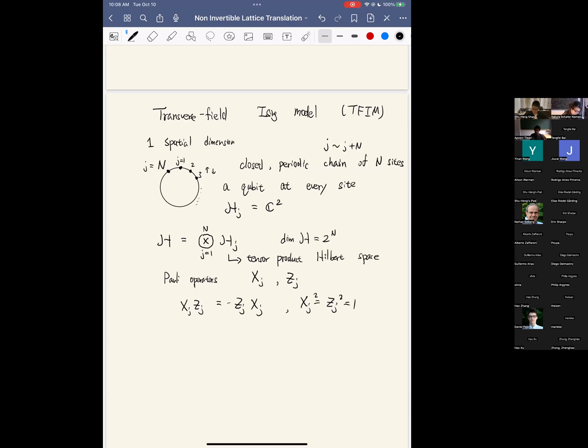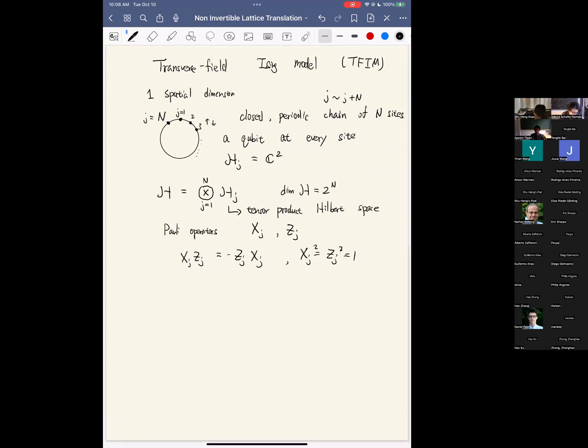So I haven't talked about the Hamiltonian yet. So far, I've only introduced the Hilbert space and the local operators acting on this Hilbert space. The Hamiltonian that we will talk about is the Ising Hamiltonian. In the paper, we also consider deformation of the Ising model, preserving the symmetry of interest. But for simplicity, let me focus on the Ising Hamiltonian. But I want to stress that a lot of the discussions and conclusions will hold for the more general deformed Hamiltonian.